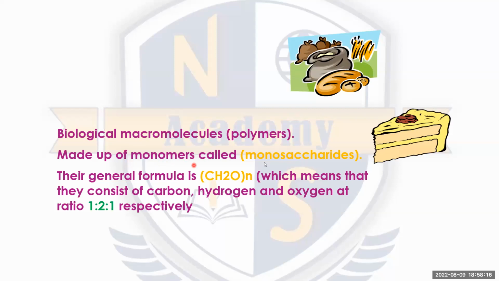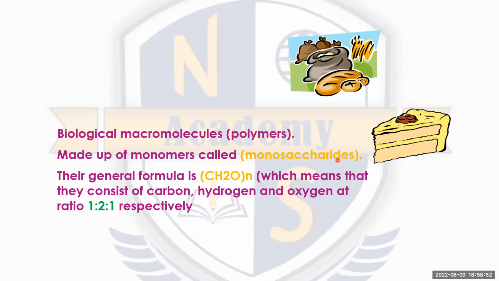What are the monomers? Monosaccharides. But we can't just say sugar, because we have a lot of types of sugar. Mainly, which type is the smallest unit? The monosaccharide. Why is it the smallest unit? Because it only consists of one sugar molecule. So the monomer of carbohydrate, which is considered a polymer, is called a monosaccharide.